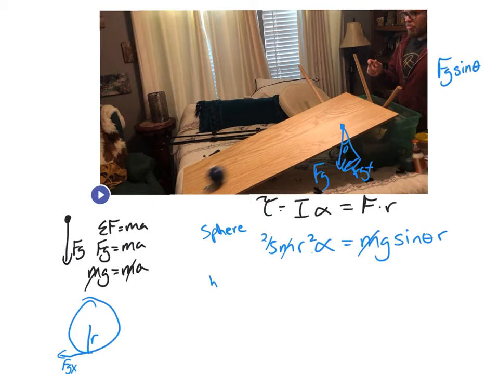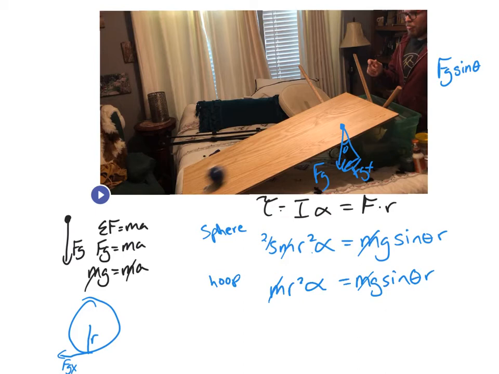What about for the hoop? The hoop was m r squared. That was I for the hoop. And so m r squared alpha is equal to mg sine theta r. And again, your m's cancel. And so as long as you're a uniform hoop, it doesn't matter what your mass is. You should roll down at the same rate.